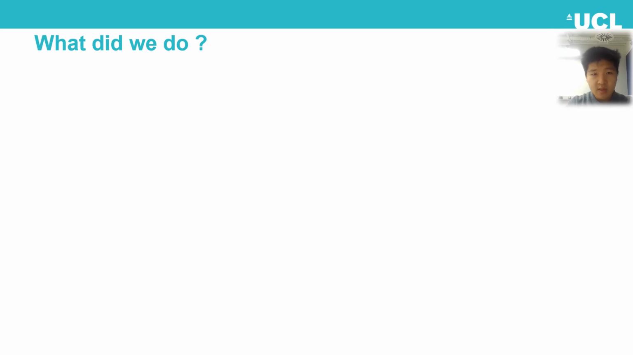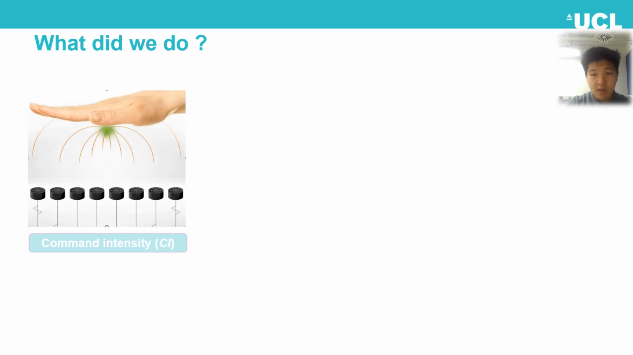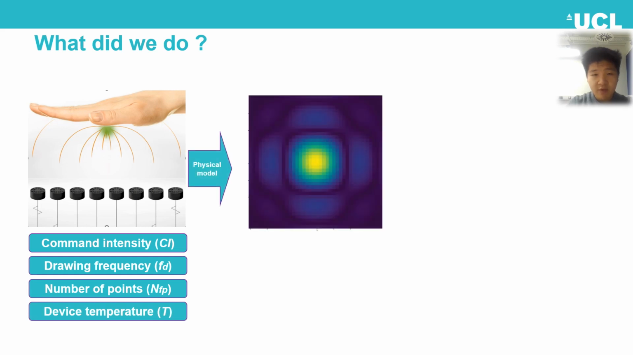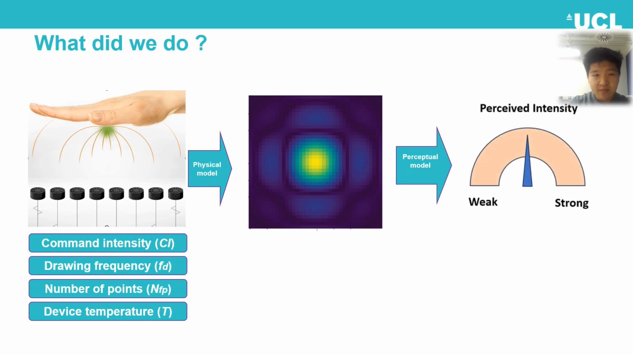We address this limitation by constructing a two-stage model. The first stage takes input parameters including combined intensity, drawing frequency, number of focal points, and device temperature, and outputs different physical properties of the focal point, for example, the peak pressure or forces. The second stage builds on the optimal physical properties among all to predict users' perceived intensity.